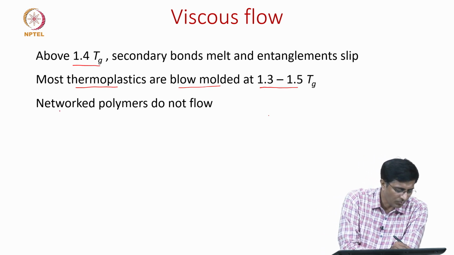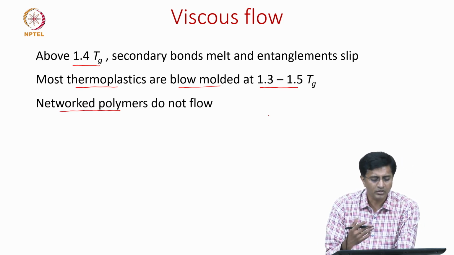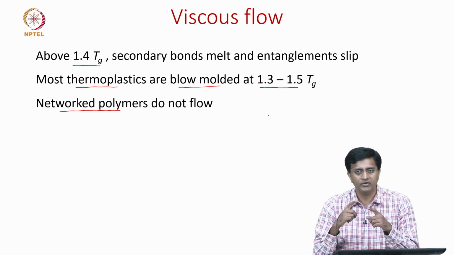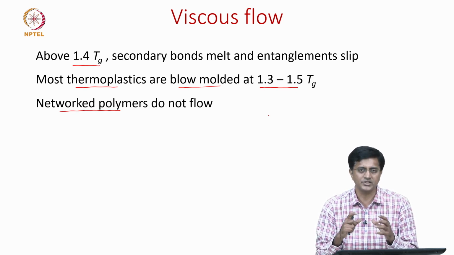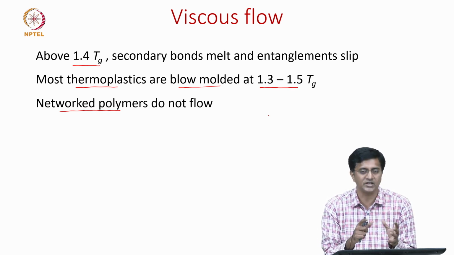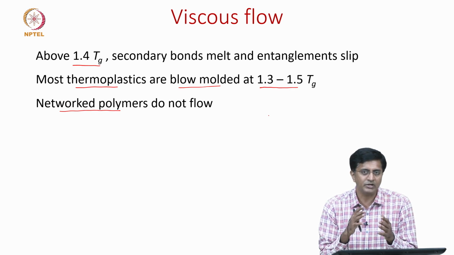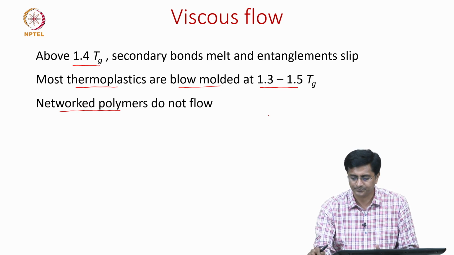So again, what happens to network polymers like thermosets? They do not flow. The reason is because of the heavily crosslinked or highly networked structure, there is no chance of breaking these bonds at these temperatures at least, and that is why we never see this viscous flow for, let us say, thermosets.